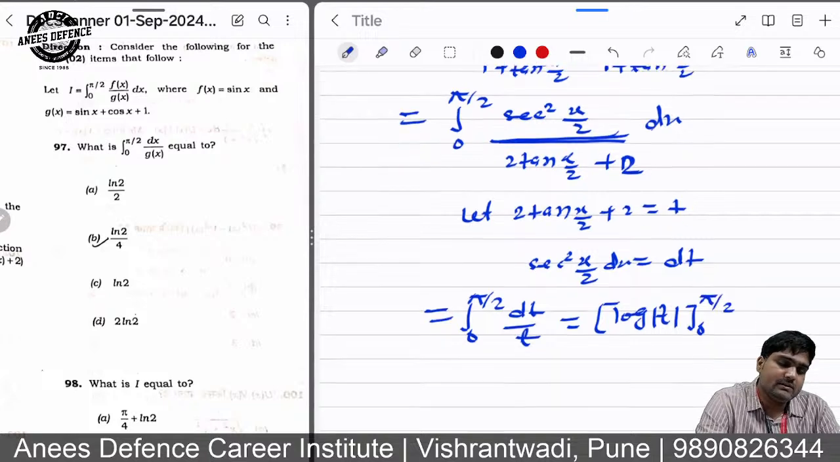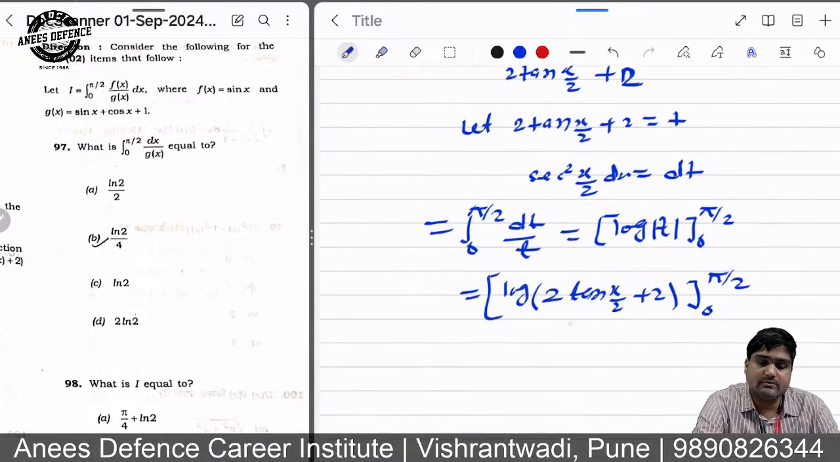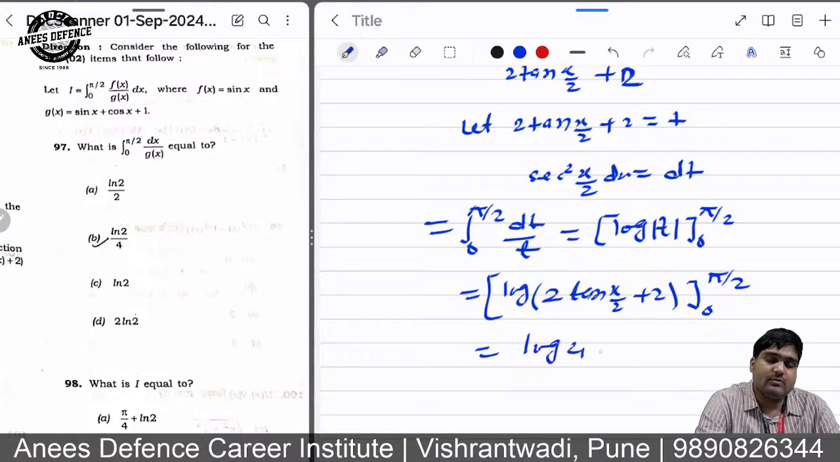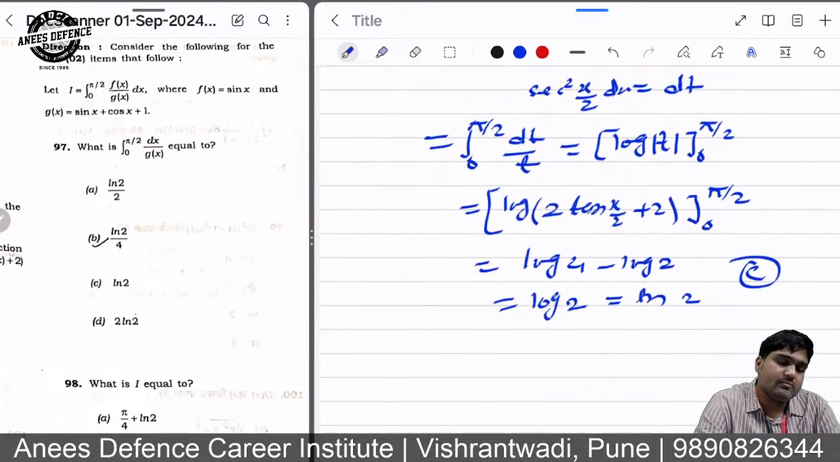Now put the values of t. Here t is 2 tan x by 2 plus 2, from 0 to pi by 2. Now put the upper limit. When I put x as pi by 2, it's tan pi by 4. Tan pi by 4 is 1. So log of 2 plus 2 is 4. And now put the lower limit. Tan 0 is 0. It's log 2. So log 4 by log 2, it's log of m by n, 4 by 2 is 2. So it's ln 2. So the answer for question number 97 is option C. Now we have the value of the integral of dx upon g x.